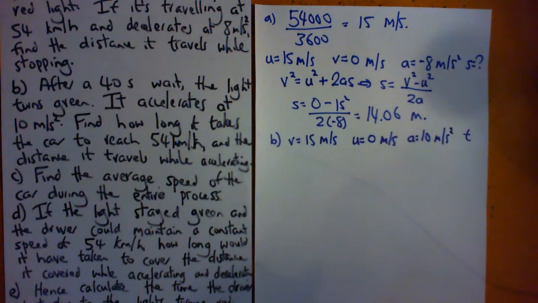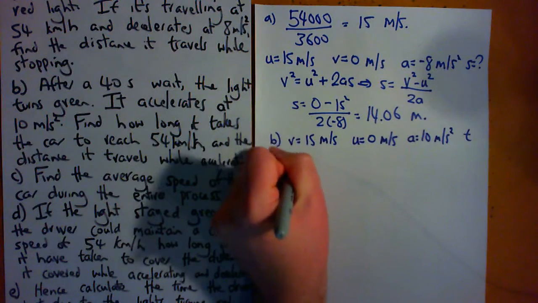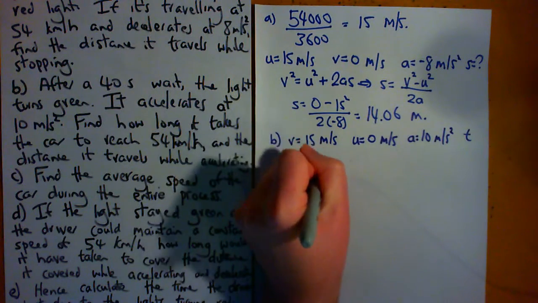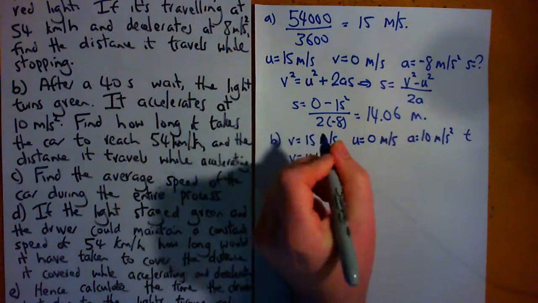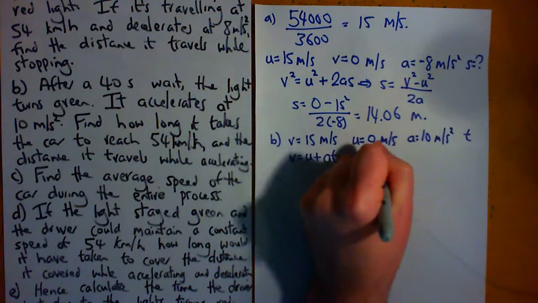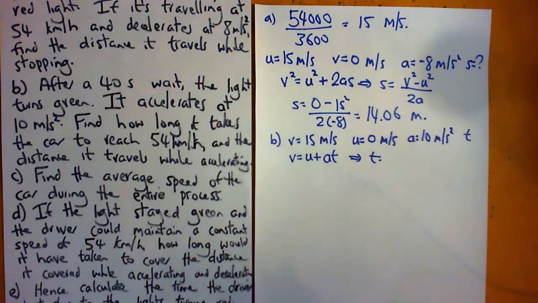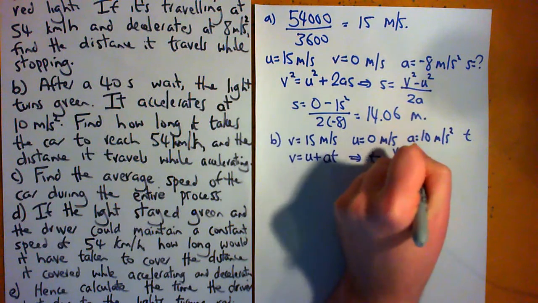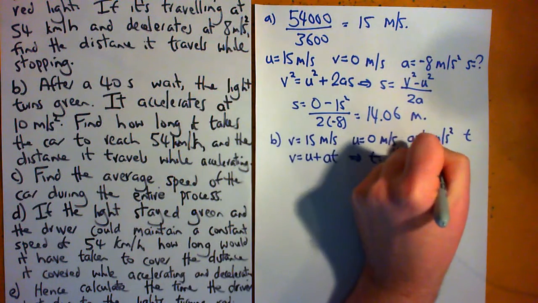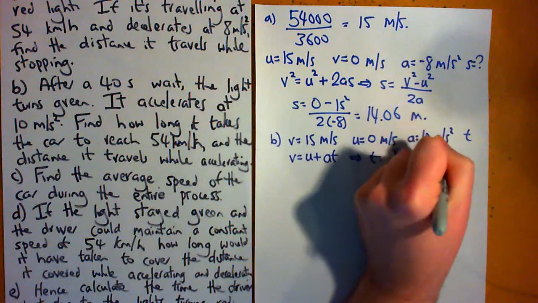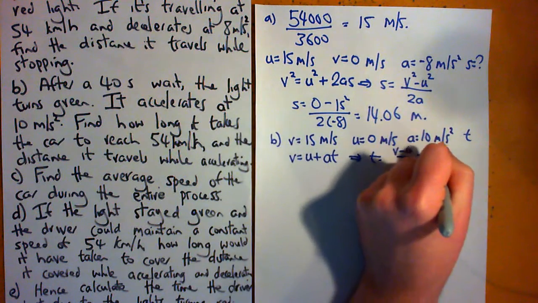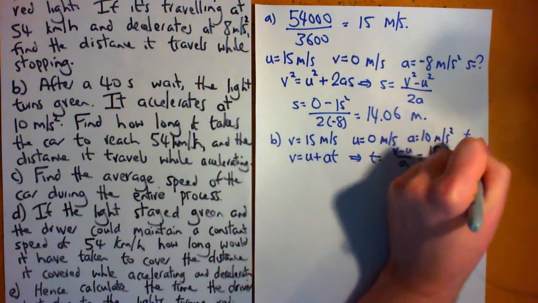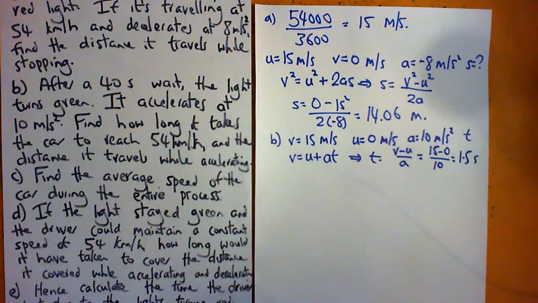We've got V, U and A, we want T, so the kinematic equation of motion to use is V equals U plus AT, which means T if we rearrange that. Firstly, subtracting U from both sides, we get V minus U equals AT, and we divide that by A. V here is 15 and U is 0, A is 10, and we get 1.5 seconds.